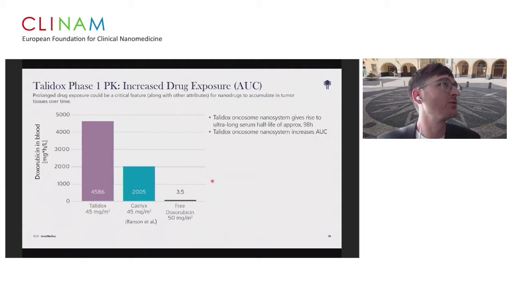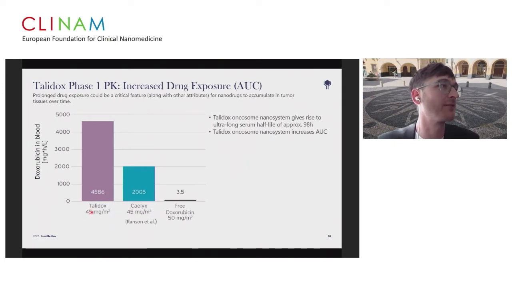So coming to phase 1, I think it was very interesting for us to see that Talidox gave rise to a very large AUC. I think it's one of the largest AUCs I've seen for chemotherapeutics. It has an approximate serum half-life of 98 hours.